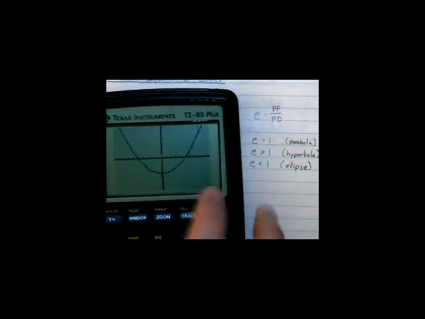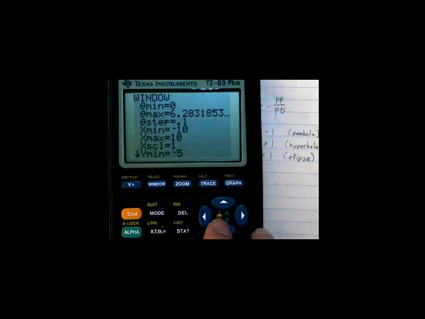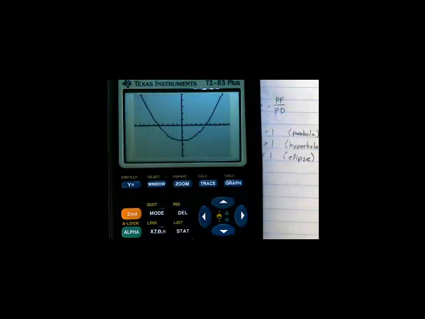Yeah, sure. I've got 0 to 2 pi for my min and max, and my theta step is 0.1. And then I went negative 10 to 10 on the x and negative 5 to 5 on the y. And then that should get you what I had there. All right, so graphing and taking a look at them before we move on.